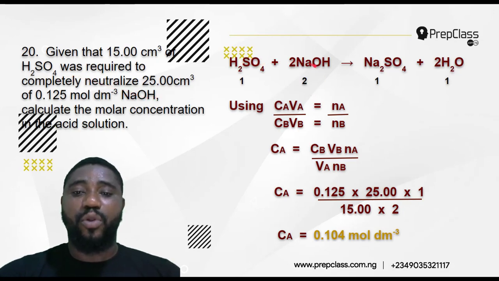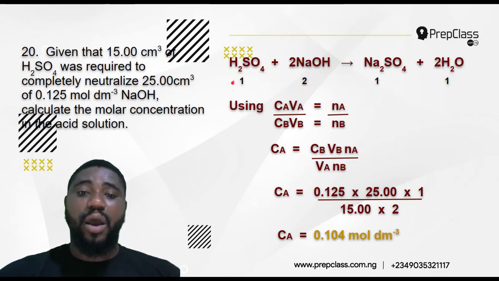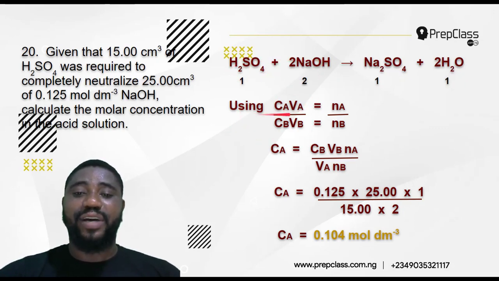So H2SO4 plus NaOH will give you Na2SO4 plus H2O. So you can see the mole ratio. 1 mole of H2SO4 reacts with 2 moles of NaOH to give you 1 mole of Na2SO4 plus 2 moles of H2O. But anyway, we don't need that. Our attention is on these two, which are H2SO4 and NaOH. So using our titration formula, CAVA over CBVB equals NA over NB: concentration of the acid times volume of the acid, all over concentration of the base times volume of the base, equals mole ratio of the acid divided by mole ratio of the base.